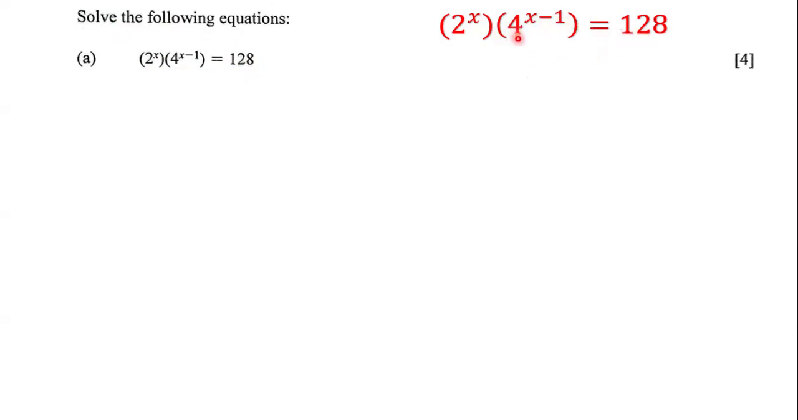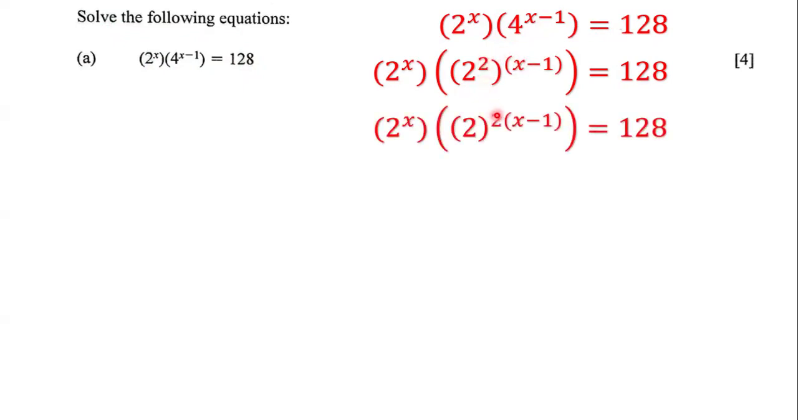Notice that we have 4, and we express 4 as 2 to the power of 2. And notice that we have this exponent right here, and we have this exponent, and we're going to multiply these two exponents. And so we say 2 multiplied by x minus 1. We add 2 on the inside, and so we put 2 on the outside. And so we have 2 multiplied by x minus 1.